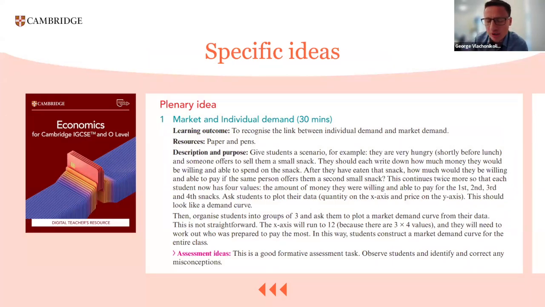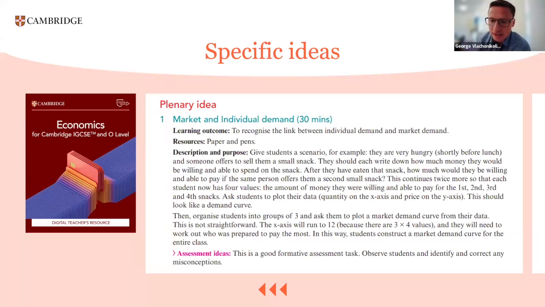So first of all, and I'm not assuming that you're going to read this all in the time, this is an activity, a plenary idea. So this means that it will come at the end of a topic. You can see that the title says market and individual demand. So off the top of my head, I think this is 2.2.1 of the specification. And I've said that this is a lesson that I use every single year, multiple times, because I usually have more than one class.